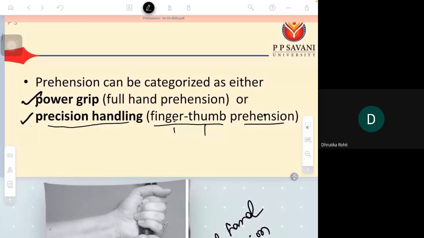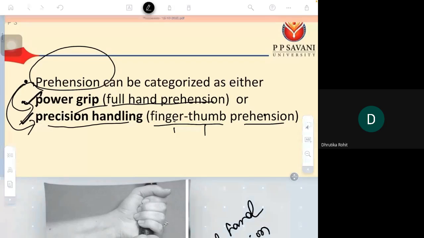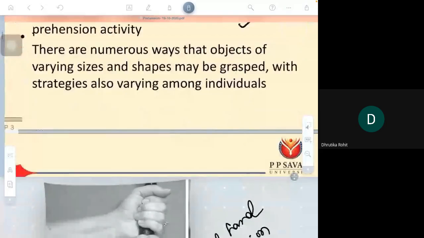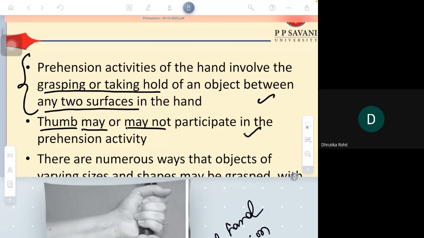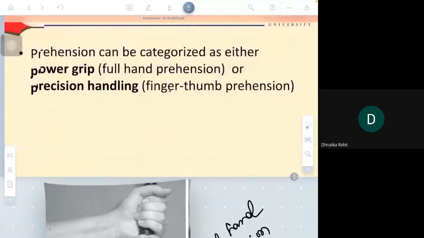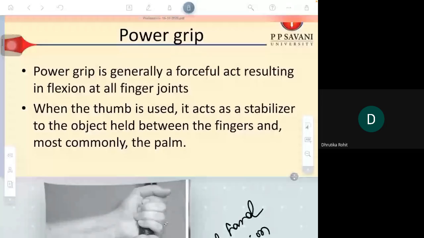Clear? Again, I will repeat. Prehension is of two types: power grip and precision handling. Power grip is otherwise called full hand prehension, and precision handling is otherwise called finger thumb prehension. These are the two types of prehension: power grip and precision handling. First, we will discuss power grip.